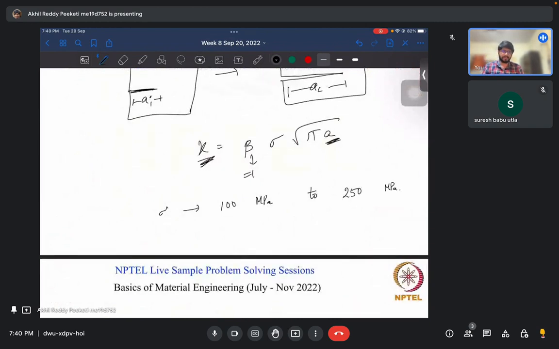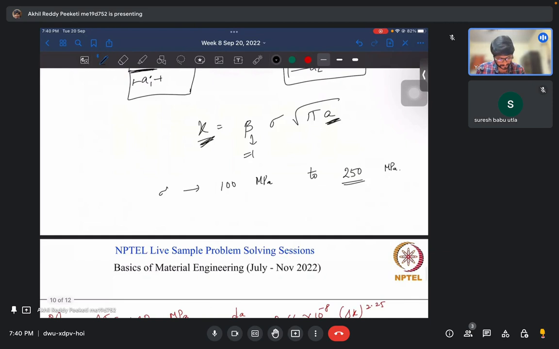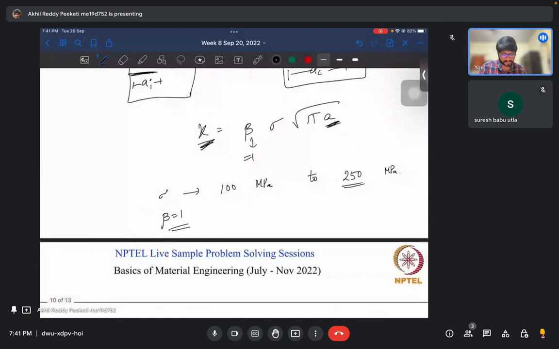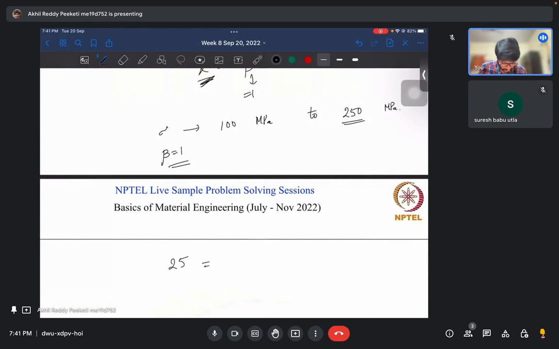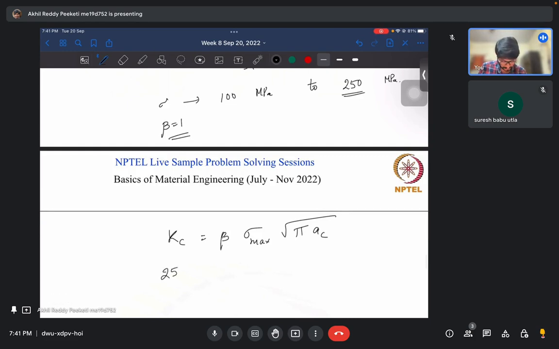The final crack length will happen when the stress is maximum, right? So at this stress, and geometry factor we are taking as 1, and K_c we are given, fracture toughness as 25. So let me write this. Fracture toughness would be beta sigma max into root pi a_c, the critical crack length or the final crack length. Now 25 is equal to beta is 1, sigma max is 250, into root pi a_c.